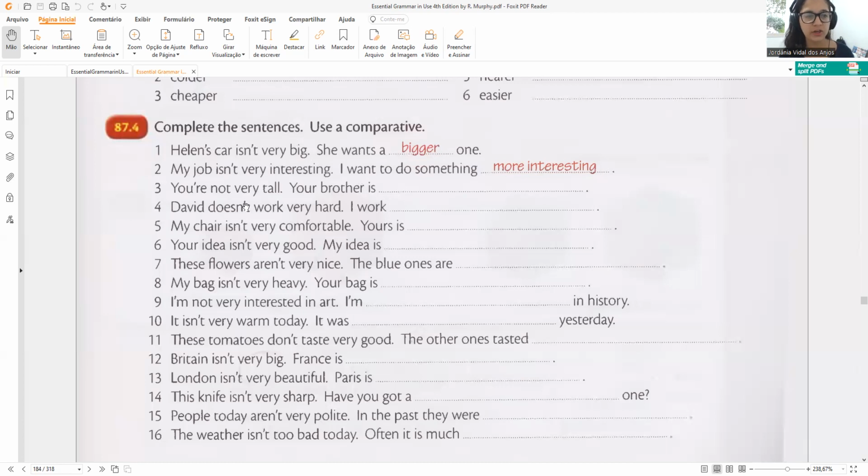Okay, next one. You're not very tall. Your brother is taller. Você não é muito alto. Seu irmão é mais alto. Right? You're not very tall. Your brother is taller. Então, vou deixar só você pausar aí o vídeo e fazer o restante aqui. E depois eu vou colocar as respostas no final. Não esquece de falar em voz alta todos eles, tá?